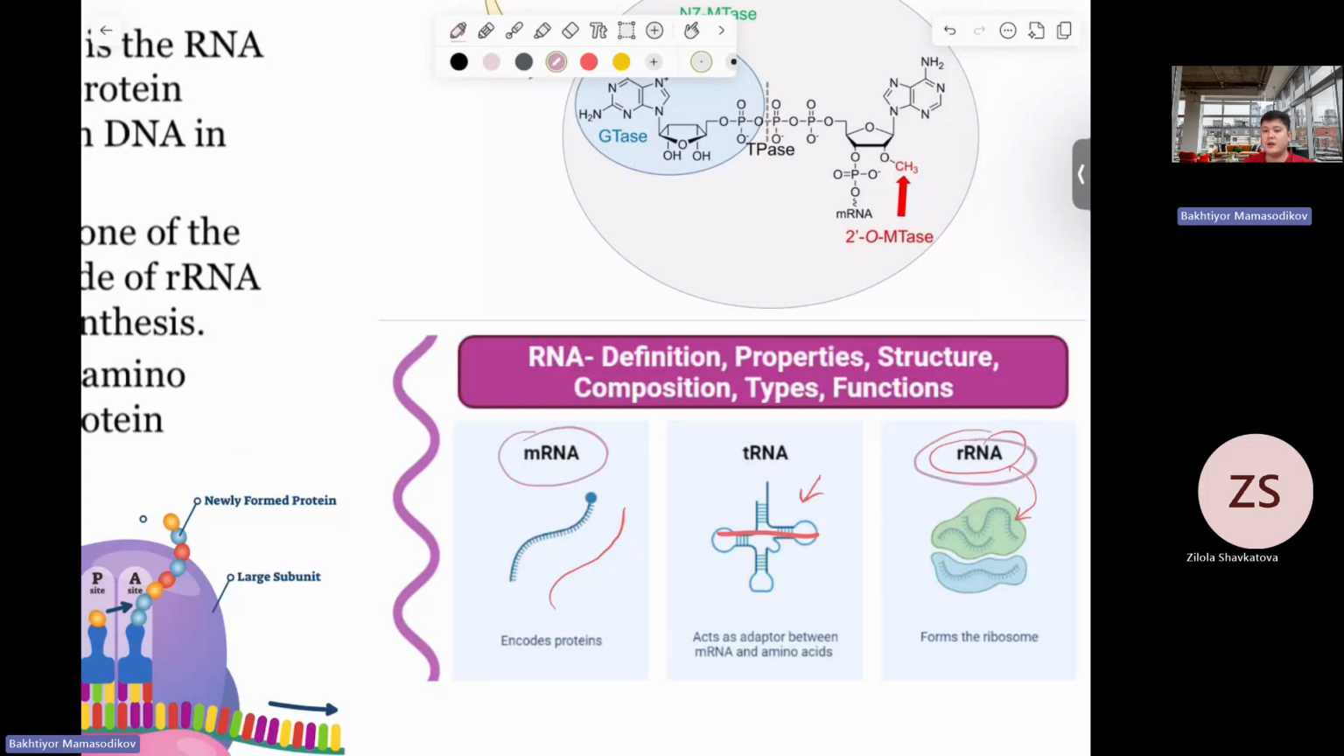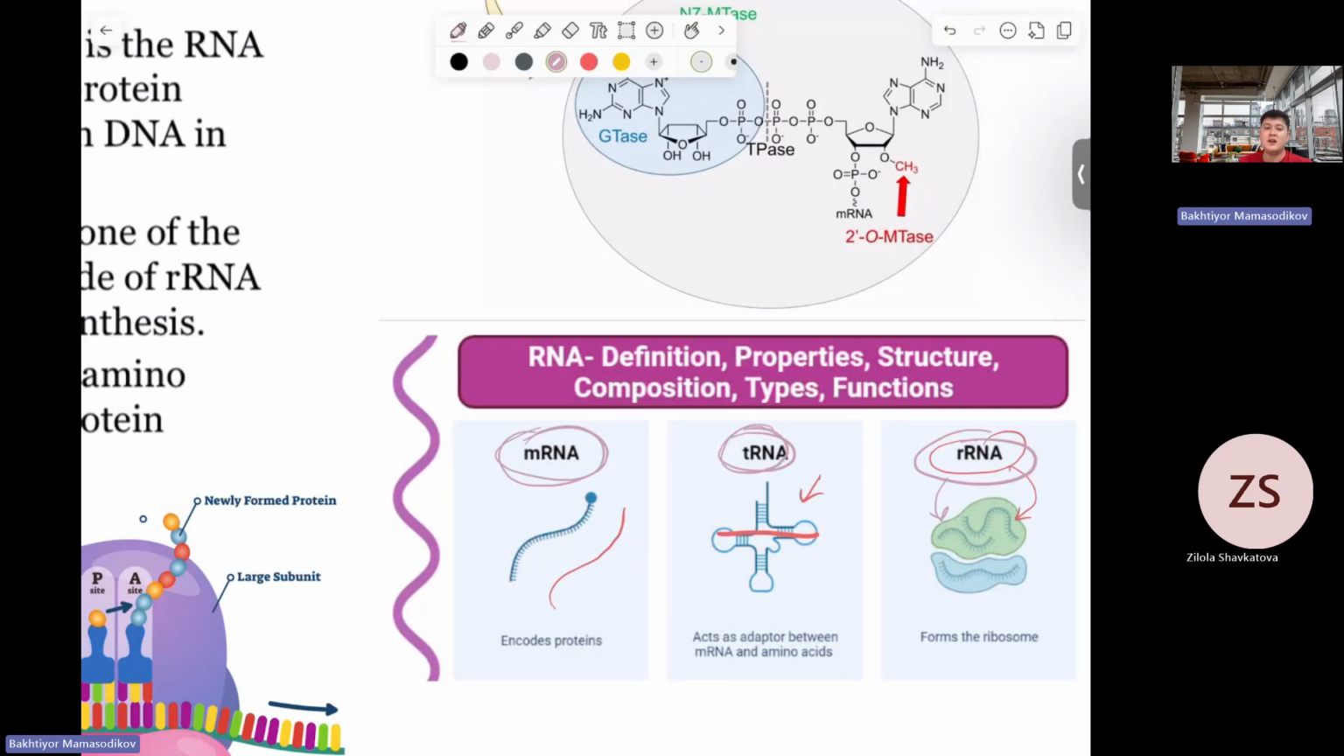We have the rRNA. This rRNA builds the ribosome, the actual place where the proteins are made. It acts as a scaffold and helps hold everything together. It's going to hold the messenger RNA and tRNA together. The function of this ribosome is to hold the messenger RNA and tRNA while making the proteins.